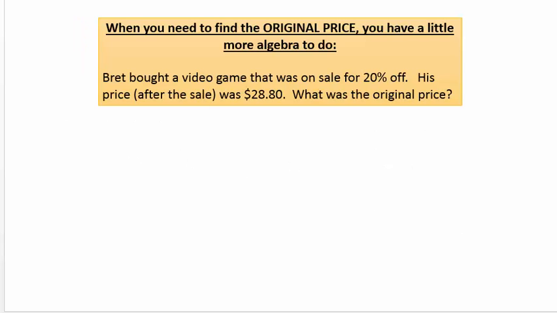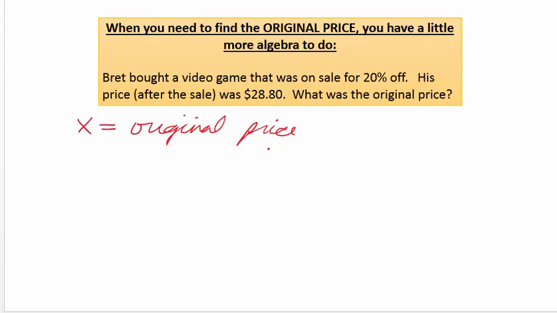This one requires a little more algebra, so be careful here. It says Brett bought a video game that was on sale for 20% off. His price after the sale was $28.80. What was the original price? We don't know the original price on this one like we did on the other one. So we'll start out by saying X equals the original price.